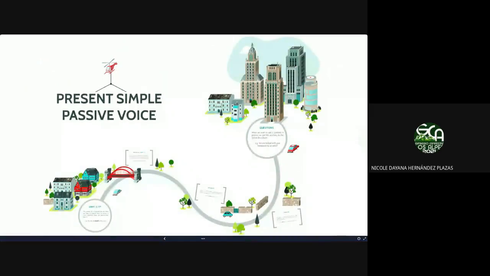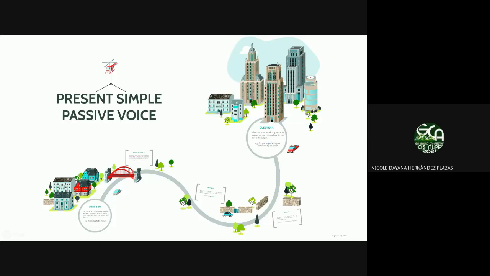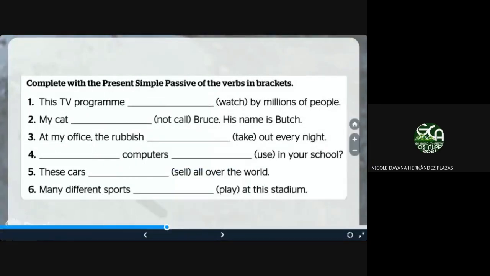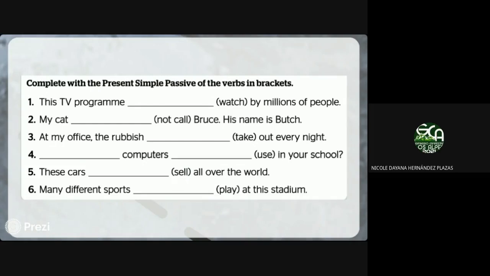I am going to show you some exercises. We are going to take some time to do some exercises together today. But next class, we are going to be practicing more, okay? So let's go with this. I am going to show you these 6 exercises, and I am going to ask some of you to help me doing it. It says, complete with the present simple passive of the verbs in brackets, okay? So let's go with the first one. The first one is going to be done by Emily. Can you see my screen in a good way, baby?